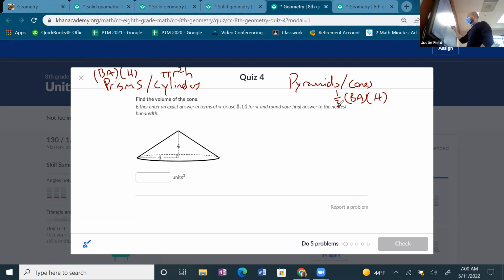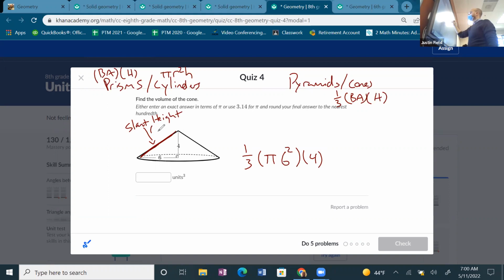And so we're going to do that. We're going to do 1/3. Base area is a circle, so pi r squared. R is 6. H is 4. Now, if they give you the slant height, this is called the slant height. Do not use that to find the volume. We will use that next week for surface area, but not volume. We use the perpendicular height for volume.